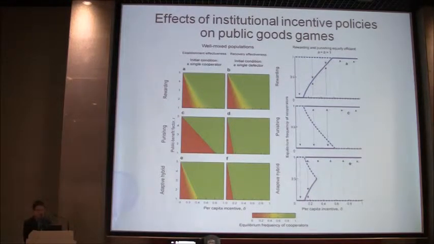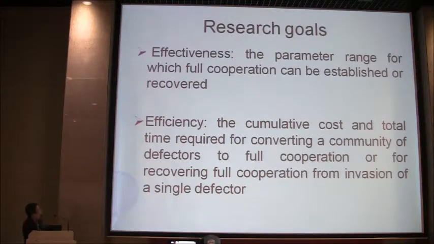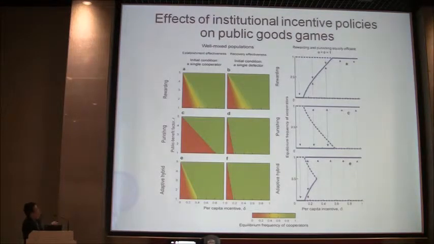But for the intermediate incentives, the solutions for these three different policies are different. We can see that under the partition policy, the system has a unique interior point, which is stable. And in a well-mixed population, the outcome is independent of the initial condition.